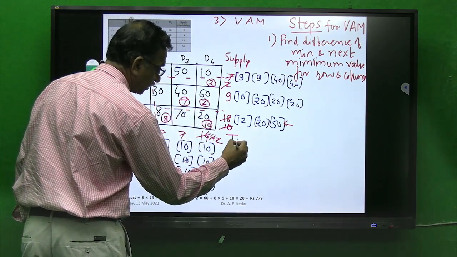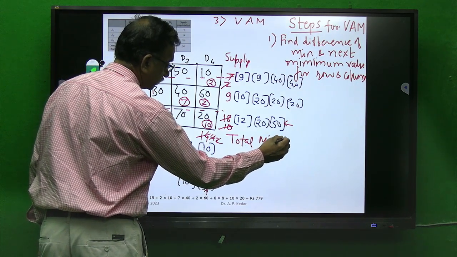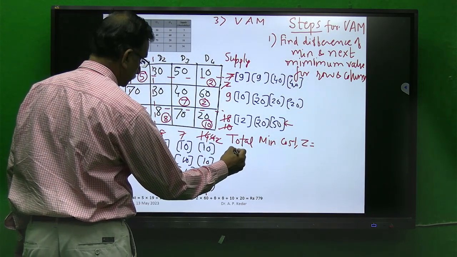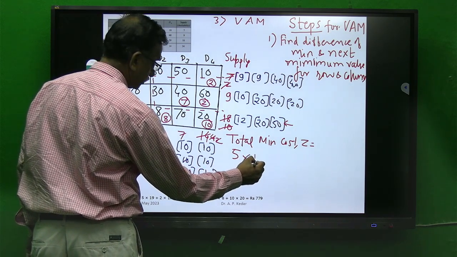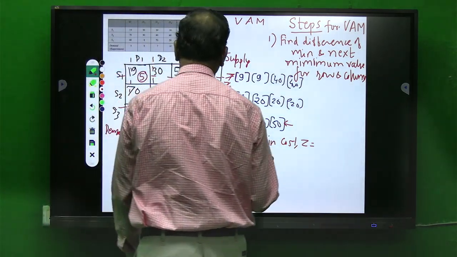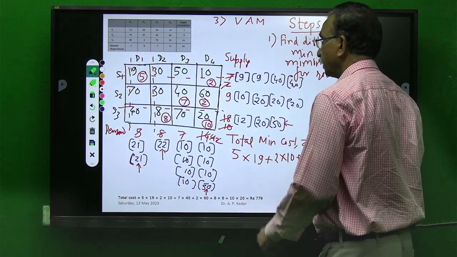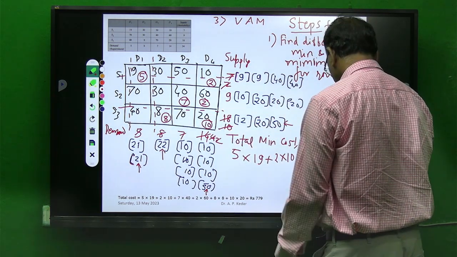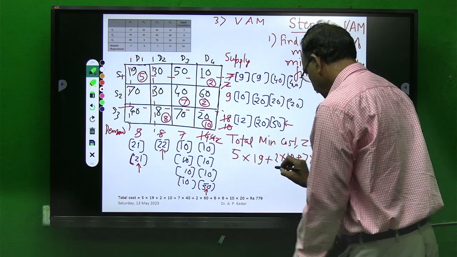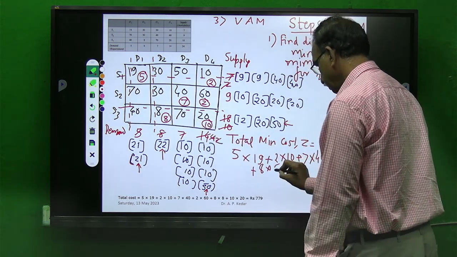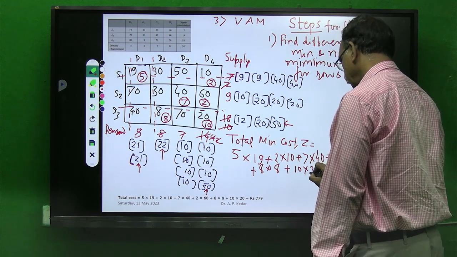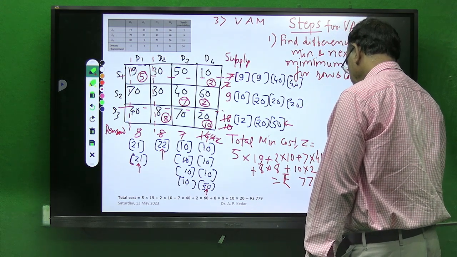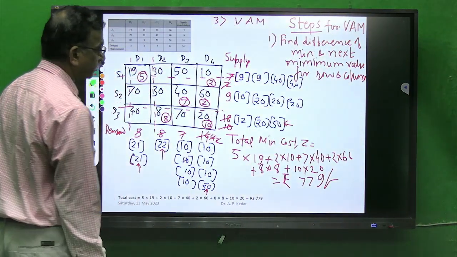For this case, total minimum cost Z is equal to, in the same manner, 5 into 19 plus 2 into 10 plus 2 into 10 plus 7 into 40 plus 2 into 60 plus 8 into 8 plus 10 into 20. If you multiply this on your calculator, you will get rupees 779.